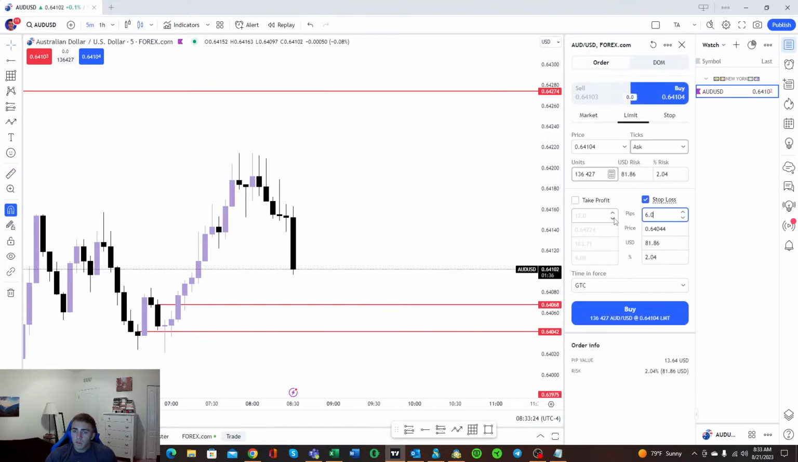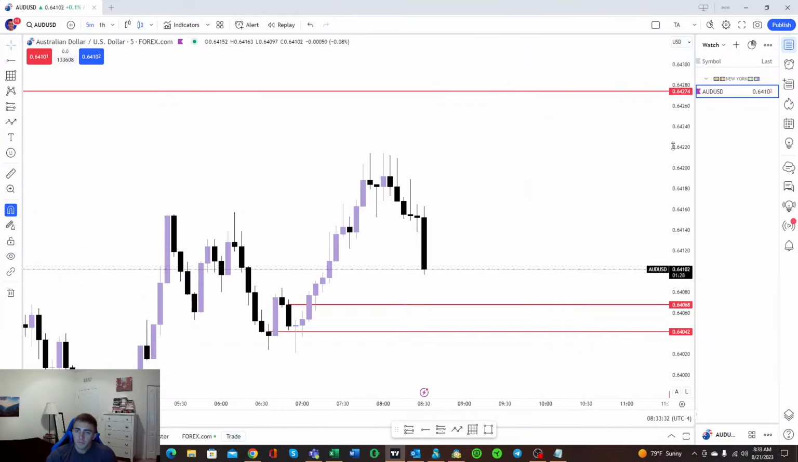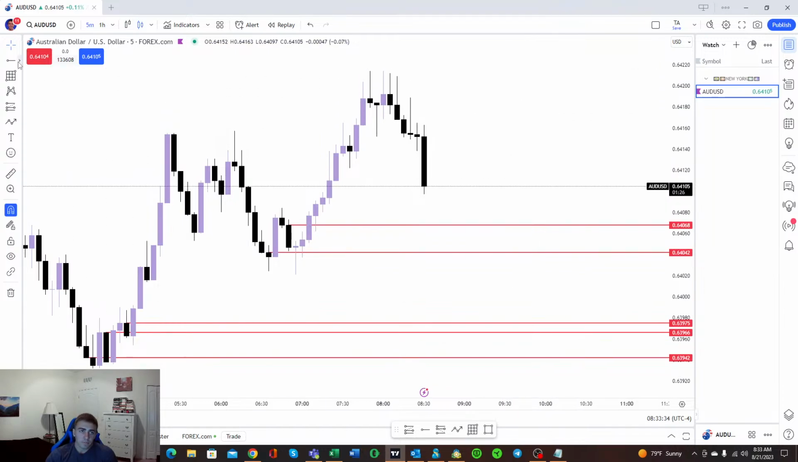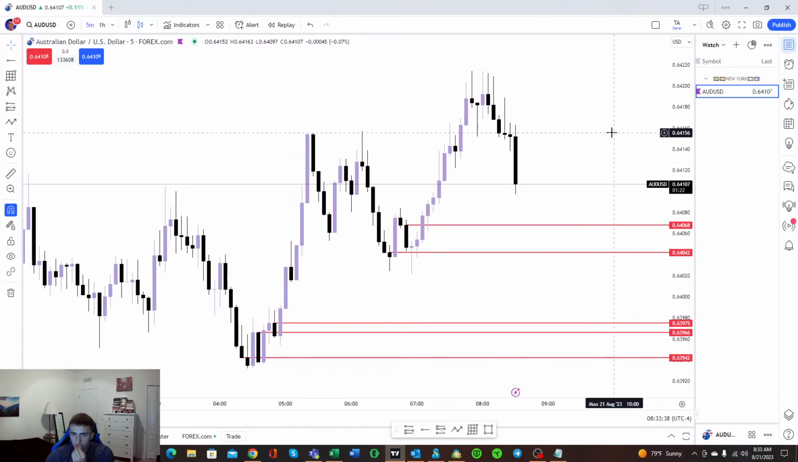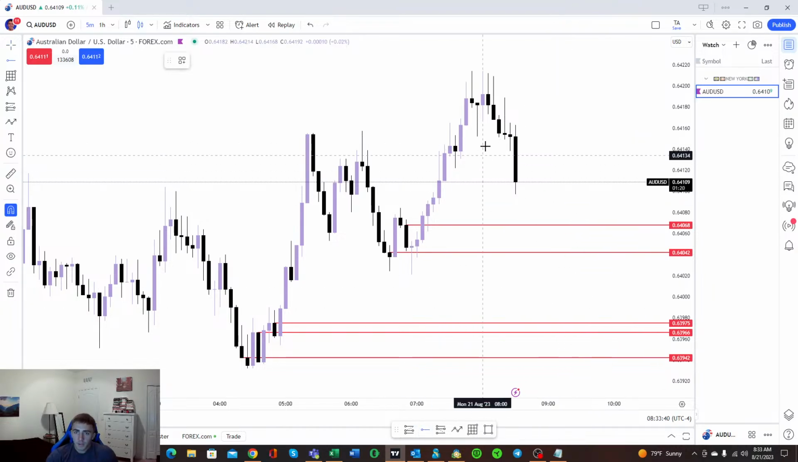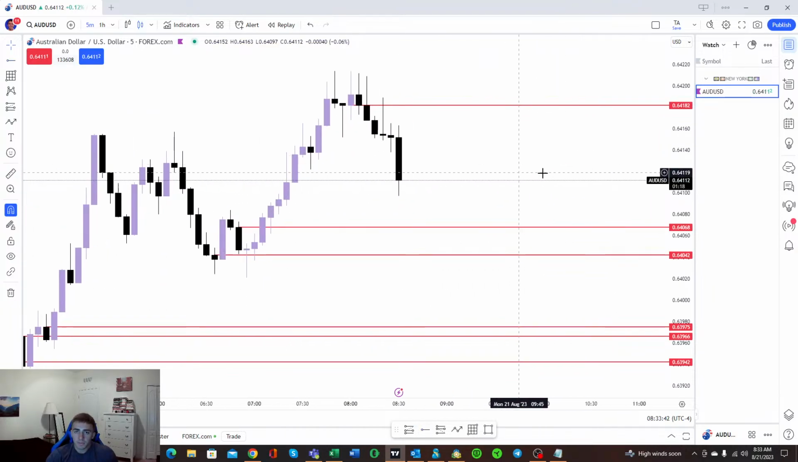So we need to make this 6 and 12, and we just need to make it 2%. Now it adjusts our, what's it called? Our position size. So we always just want to adjust it accordingly. This is now zone 2 though.